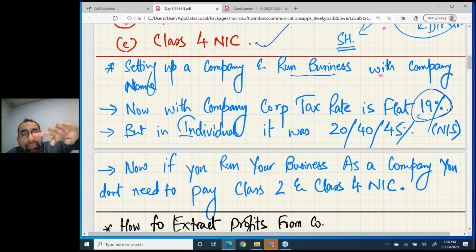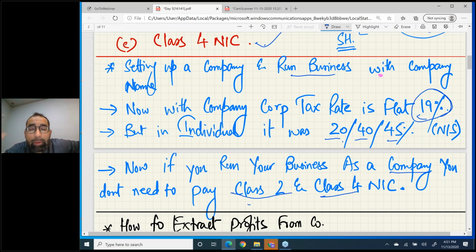But just compare it with the last scenario. If you are working as an individual with individual trading income, you have to pay non-saving income tax at 20, 40 and 45%. Now if you run your business as a company, a company is not a natural person. A company won't get old like us. So, as I told you on day three, a company doesn't need to pay any class 2 or class 4 NIC.